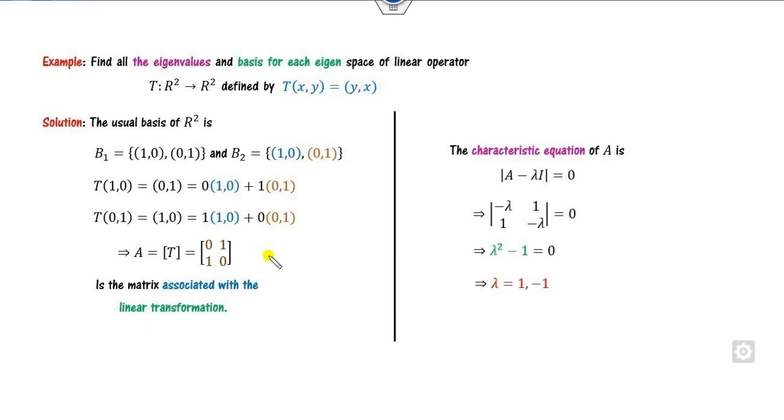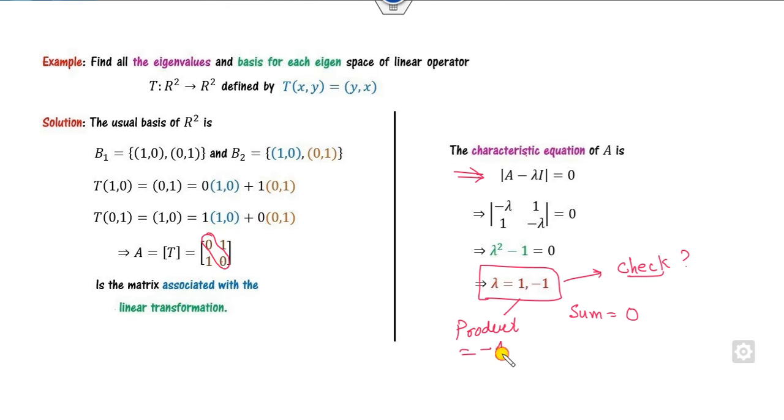Now once you are here, you can find the characteristic equation, A minus lambda I. You can simplify them and you will get 2 different values. You can also check whether your answer is correct or wrong. You can find the sum of them. The sum is 0 and the trace is also 0. What is the product of them? Product is minus 1. Find the determinant of A. This is also minus 1.